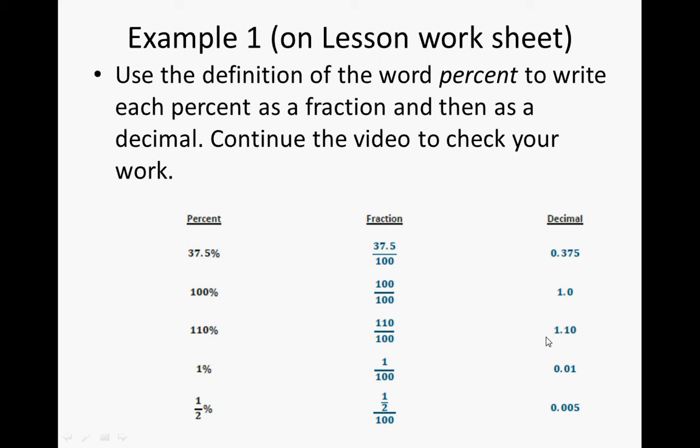110 over 100 would be 1 and 10 hundredths. And 1/100th would be 0.01. And 1/2 over 100, again if we simplify this, would give us 5 thousandths. So we would multiply this by 10 to give us 5, and we would multiply this by 10 to give us 1,000, and that's how we get 5 thousandths.